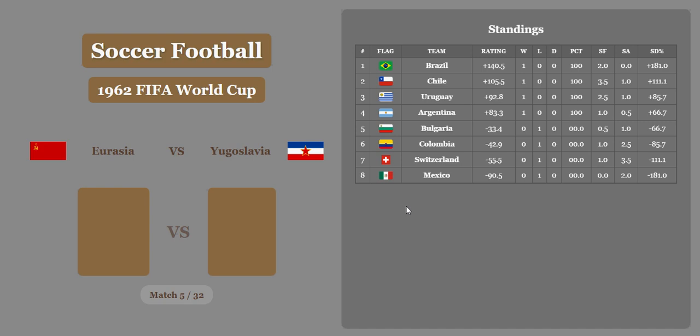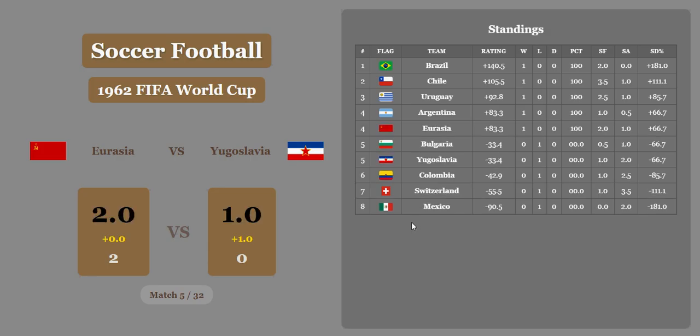Eurasia versus Yugoslavia. 2-0. The Soviet Union gets a huge win, and Yugoslavia will cut the lead in half with the economic difference, but still, you don't want to be in that position.